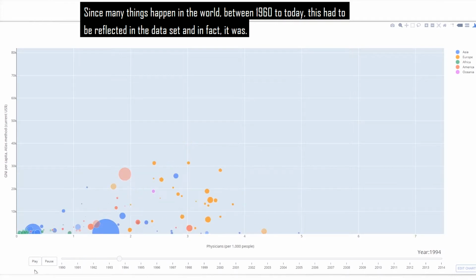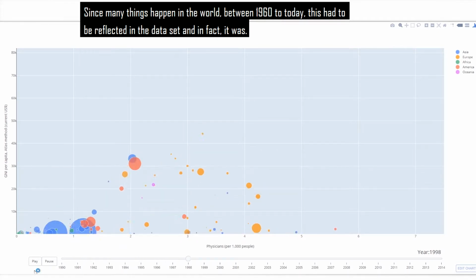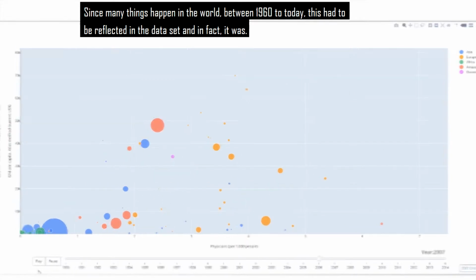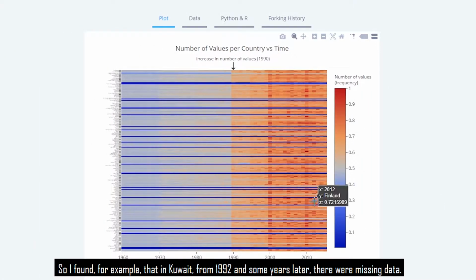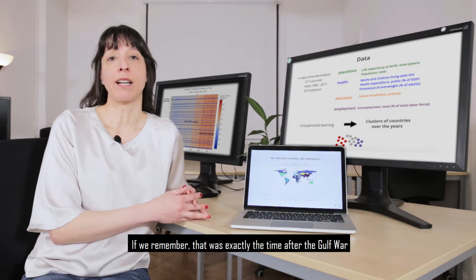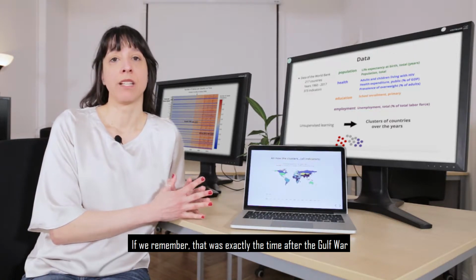Since many things happened in the world from 1960 to today, this had to be reflected in the data set, and in fact it was. So I found, for example, that in Kuwait from 1992 and some years later, there were missing data. If we remember, that was exactly the time after the Gulf War.